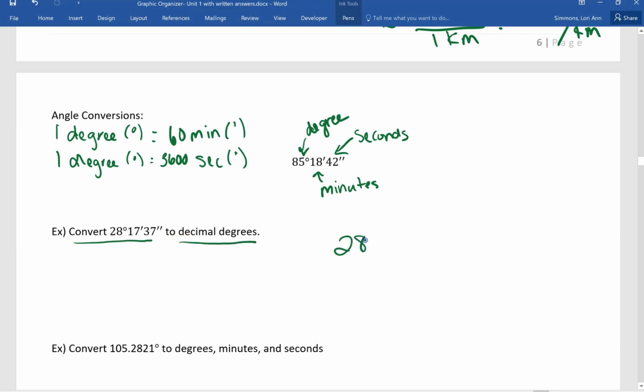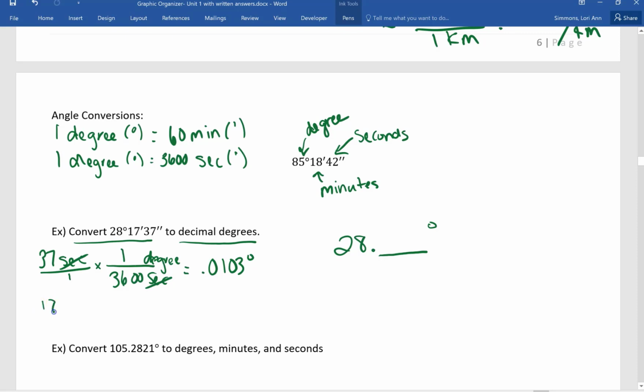We already have 28 degrees, and what we're trying to find is what comes after that decimal. Let's start with the 37 seconds. We want to convert the seconds to degrees. So degrees will go on top, and seconds will go on the bottom, so the seconds will cancel. There's 3,600 seconds in 1 degree from up above here. When you take 37, divide by 3600, we get 0.0103 degrees.